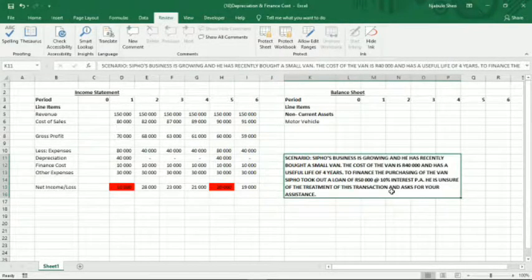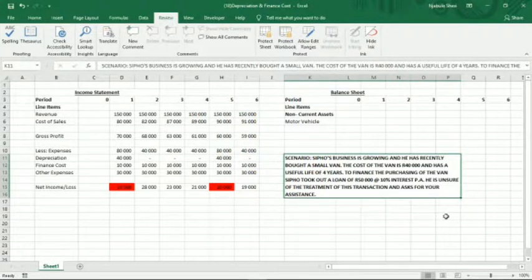Sipho's business is growing and he has recently bought a small van. The cost of the van is 40,000 rands and has a useful life of 4 years. To finance the purchasing of the van, Sipho took out a loan of 50,000 rands at 10% interest per annum. He is unsure of the treatment of this transaction and asks for your assistance.